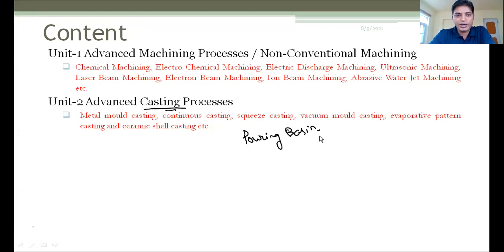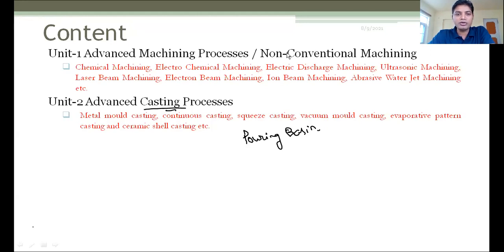Sprue, riser, very good. Drag, right. Skim bob, right? Gate, ingate, right? Chaplets, riser, very good. All of you are right, very good.